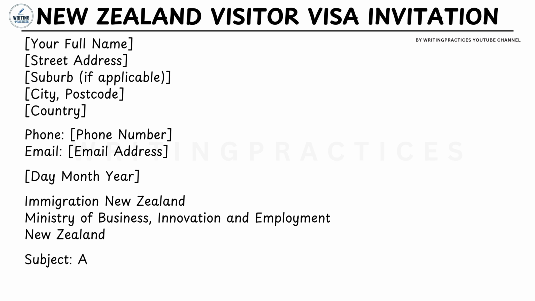Subject line. Now write the subject line. Example, Subject: Application for New Zealand student visa. The subject line immediately tells the visa officer what the letter is about. It creates clarity and keeps the application professional.